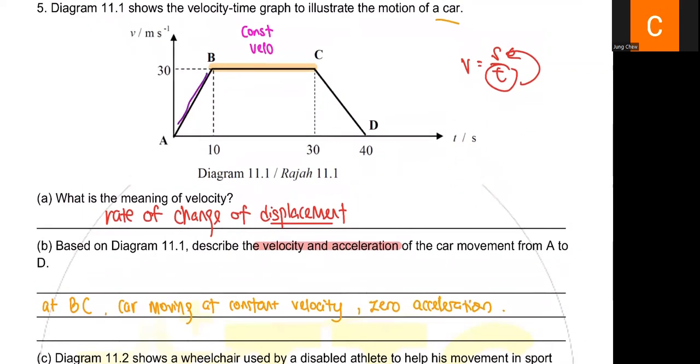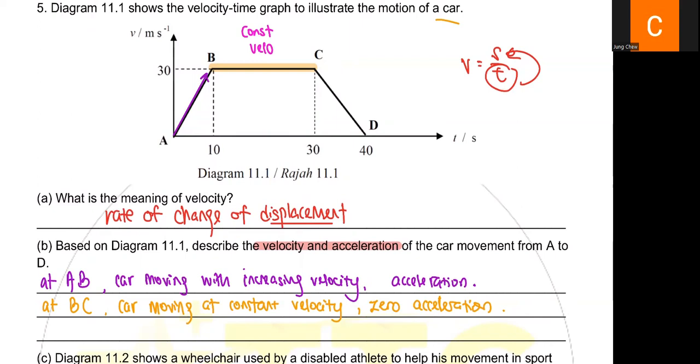Now, what about AB, guys? If you look at this line AB, you will see that the car is moving with increasing velocity. So, guys, what happens here? If I want to talk about acceleration, so I say, therefore, it is acceleration. Okay, come on, guys.